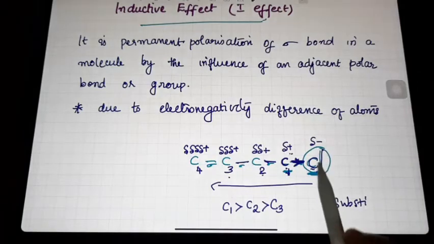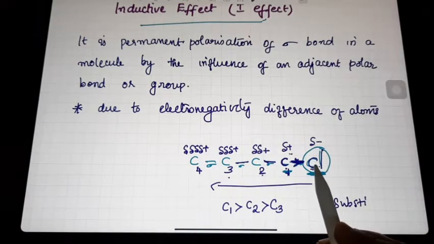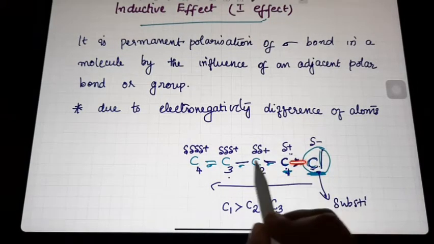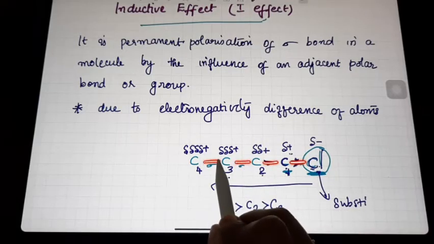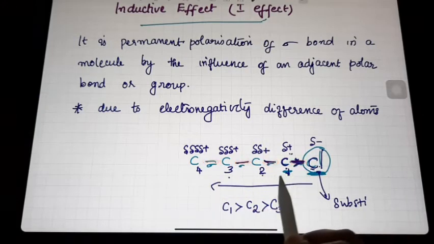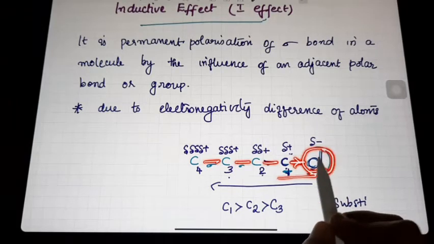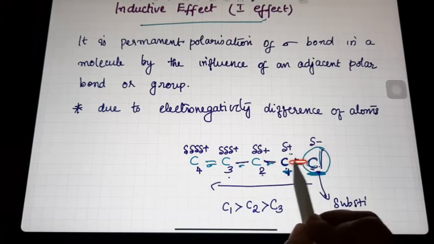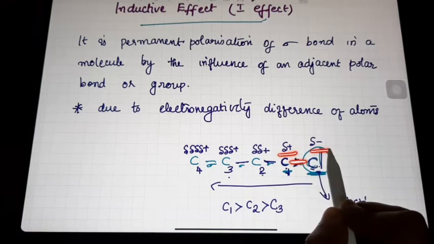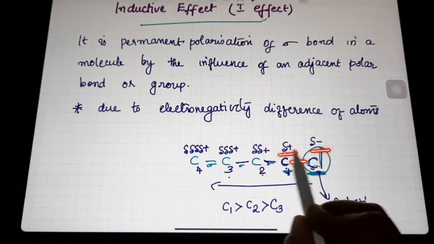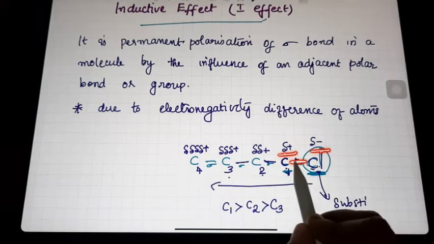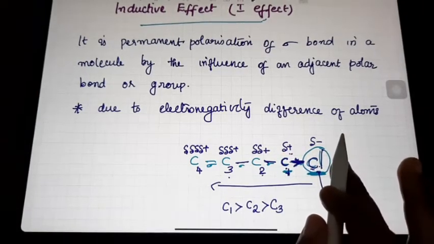This is said to be the permanent polarization of the sigma bond. Here you know that this inductive effect is happening in the case of sigma bonds. And due to the electronegativity of this substituent, what happens? The polarization is developed. Polarity means charge separation. Charge separation is developed. So it is called permanent polarization.